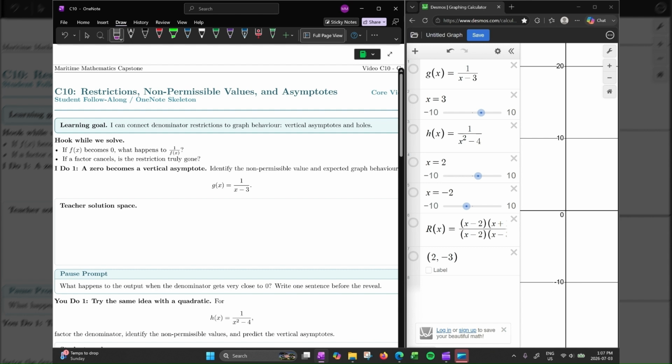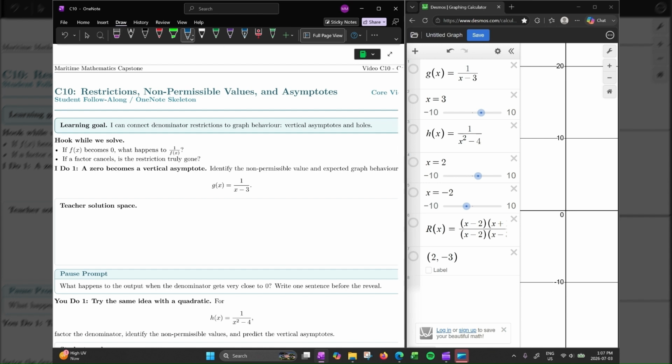So the big idea here is that undefined values don't disappear. On the graph, they're going to show up as missing x values. For rational functions, that's going to be as vertical asymptotes or sometimes holes. Other functions will do other things, but they don't just disappear. It's not just x can't be this, the end.